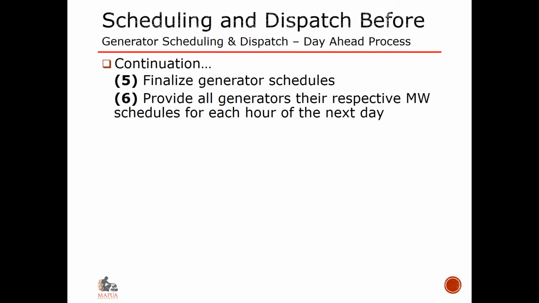Now once it's done, you finalize the generator schedules, and then the system planner will provide all the generators their respective megawatt schedules for each hour of the next day. Again, these are just schedules, and in real time, it will be managed by the system operator. Should changes in system demand or even the system condition happen in real time, the system operator has to adjust, either use ancillary services or eventually ramp up available capacities or ramp down scheduled capacities already.